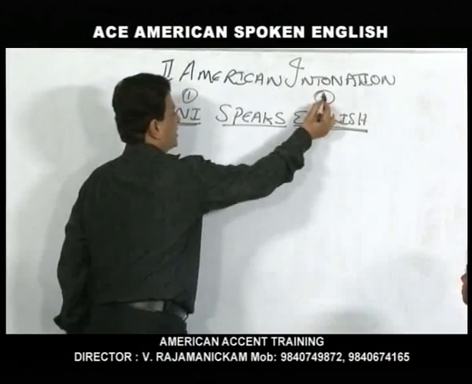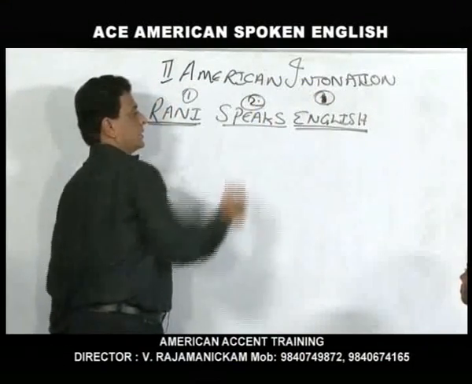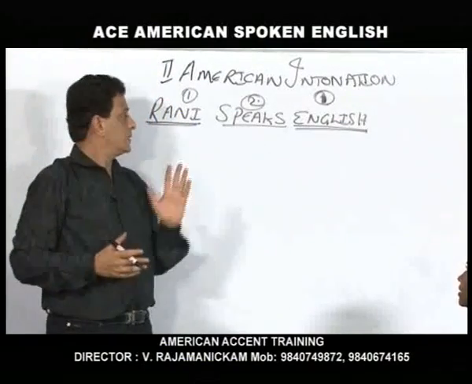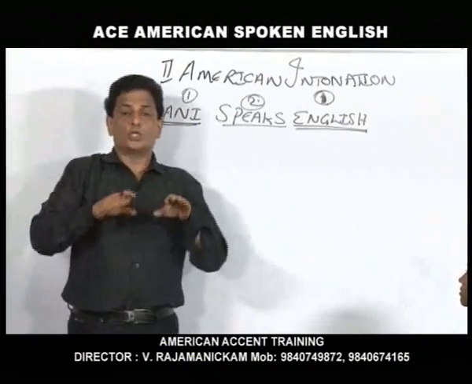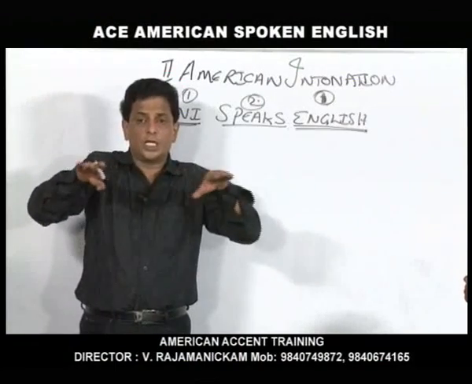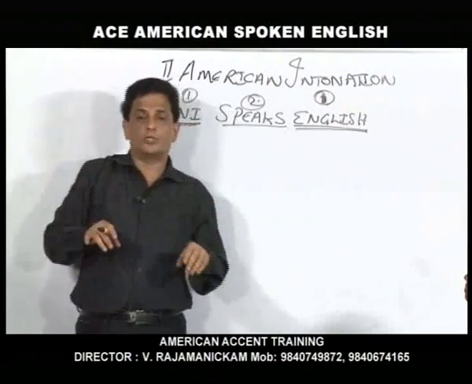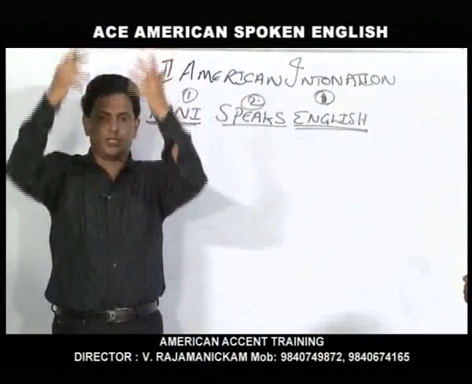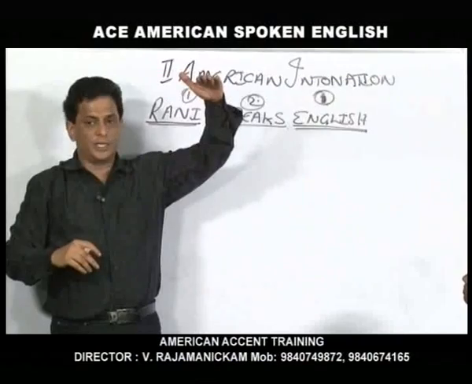The second importance should be given to the verb. So the noun should be stressed, and this is the second importance you have to give. For example, how do you say this sentence? Rani speaks English. You should not say Rani speaks English in an equal, uniform sound. You should say Rani speaks English.